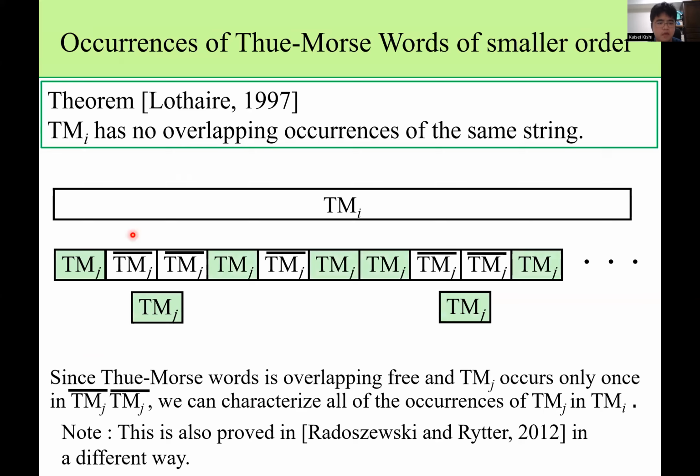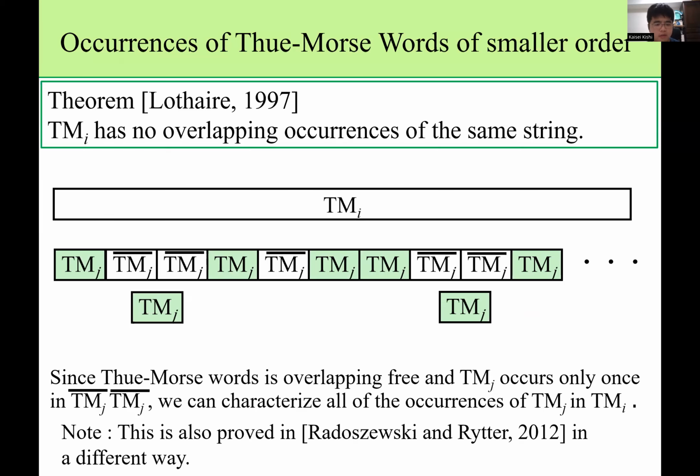And since there is a famous theorem that Thue-Morse words have no overlapping occurrences of the same strings, Thue-Morse words are overlapping free. So we can easily characterize all the occurrences of TMJ in TMI. And this colored TMJ is all the occurrences of TMJ in TMI.